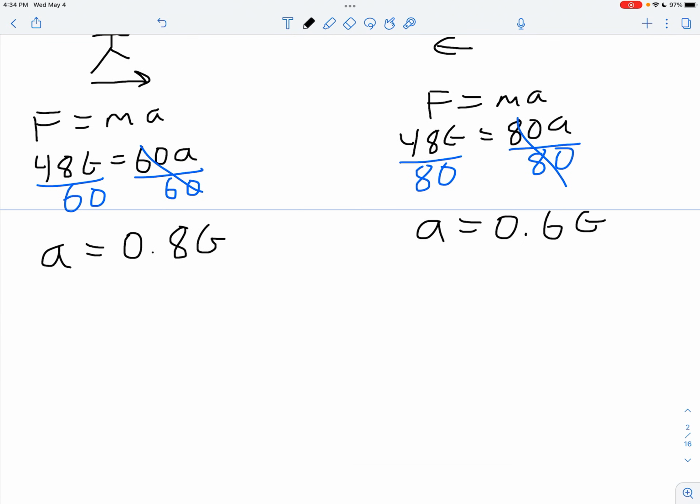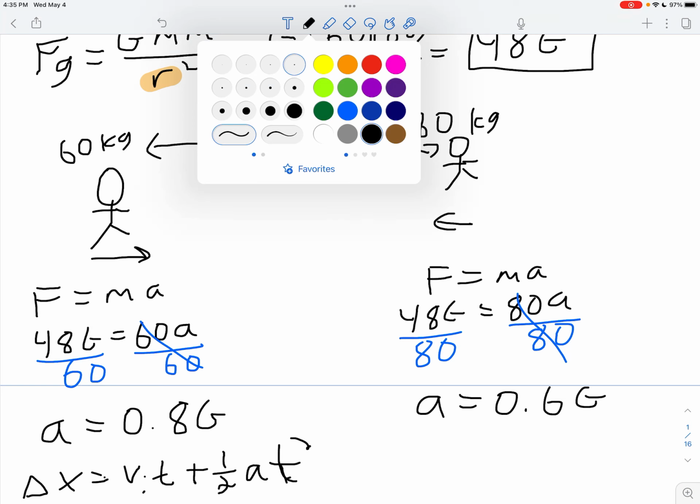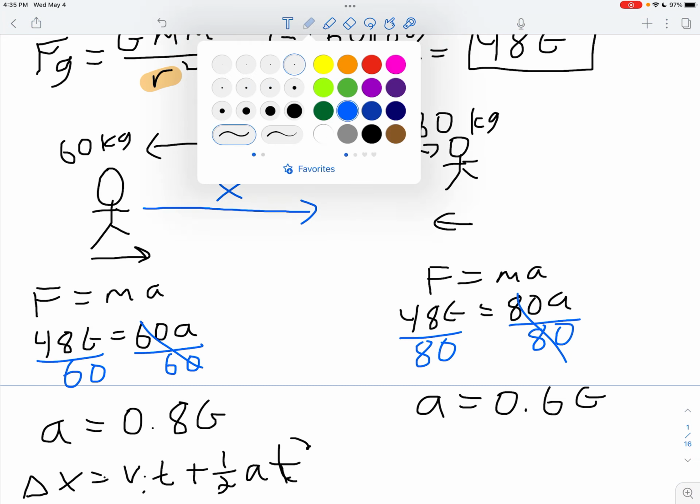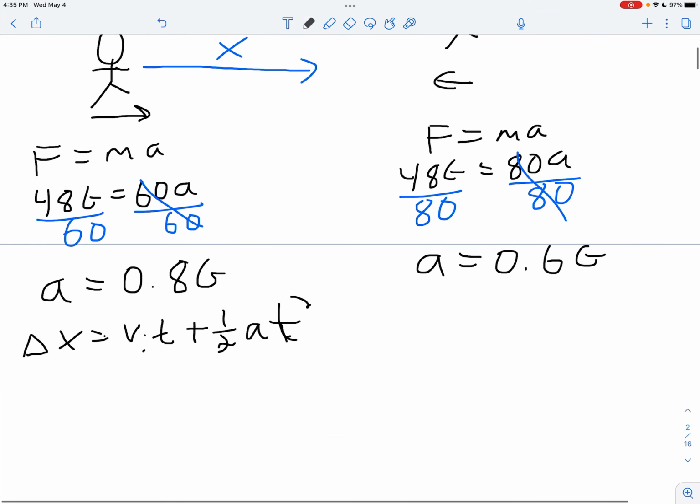My next step is I need to find the time, and I have a distance. So because I have a distance and I'm trying to find a time, I also have A. I'm going to use this equation. Delta x equals vi t plus 1/2 a t squared. So delta x is my distance that the person on the left is traveling. So the person on the left is going to be moving this way, some unknown distance. I don't know how far that is. So I'm just going to call it x.